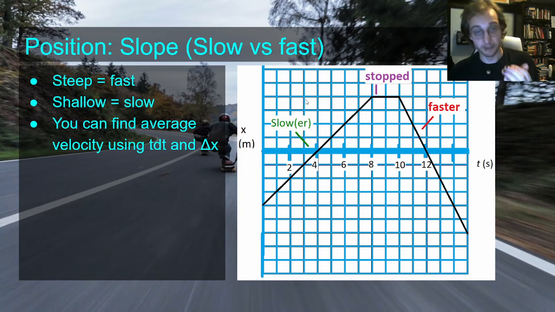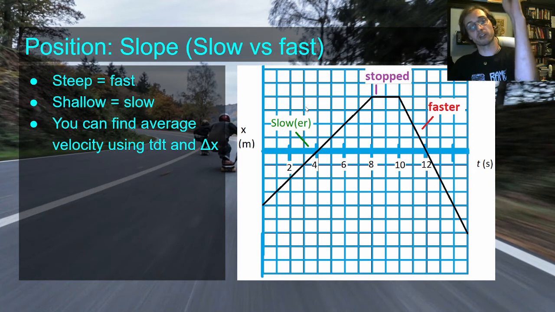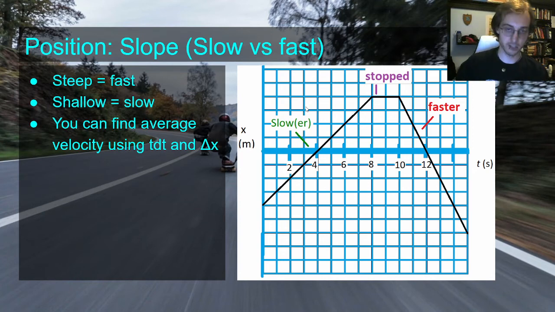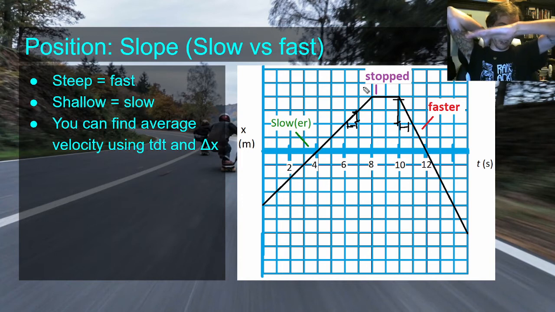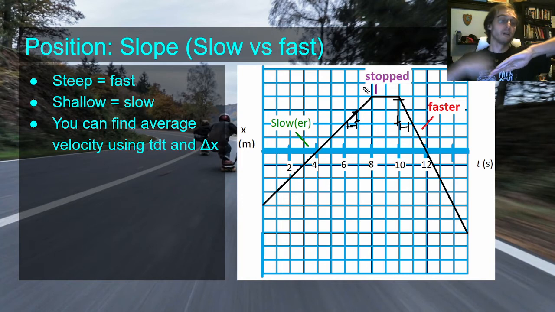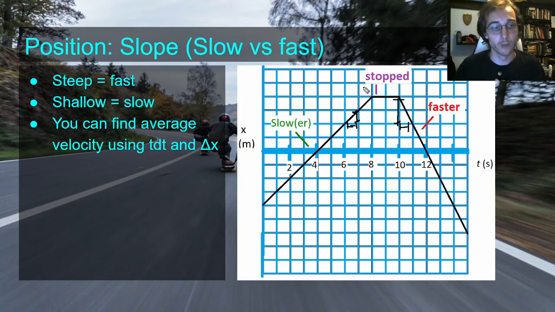A steeper slope, meaning one that is closer to being vertical, is going to mean it's moving faster. That means that it's changing by more meters each second. You can actually see in this one the number of meters that it changes by each second. For a steep one, it's going by more than for a shallow one. If it's shallow, meaning closer to being completely horizontal, that'll mean it's going slower.